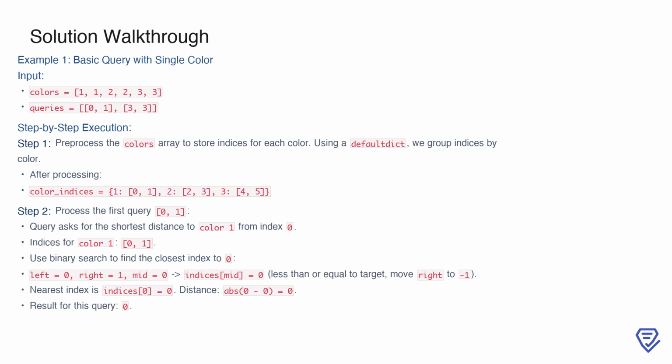to 0. In this binary search, with left equals 0 and right equals 1, the midpoint is mid equals 0, or indices[mid] equals 0. Since this matches the target or is less than it, we move right to -1. The nearest index is therefore indices[0] equals 0, and the distance is simply abs(0 - 0) equals 0. So, the result for this query is 0.